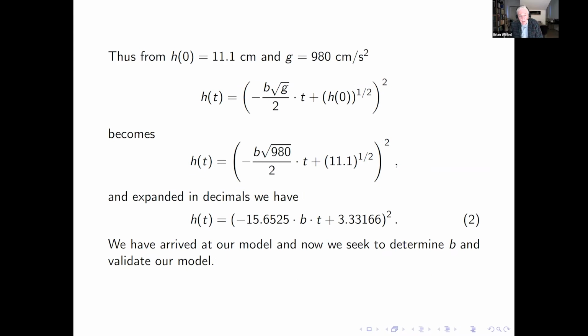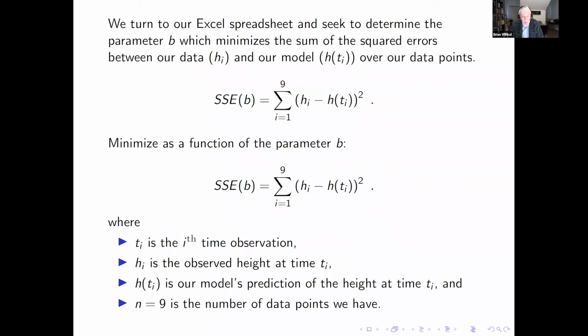So if we put those numbers in, we get equation 2, which looks like something that's reasonable. It says the height is the square of this expression with a constant or parameter b unknown. And remember, this is for this cylinder on this data that I collected. It's going to be different from other cylinders and other data. So we have our model and we seek to determine the parameter b.